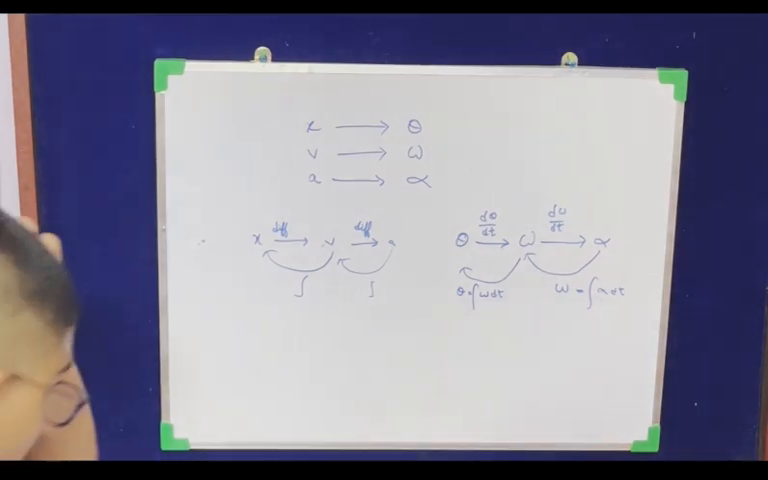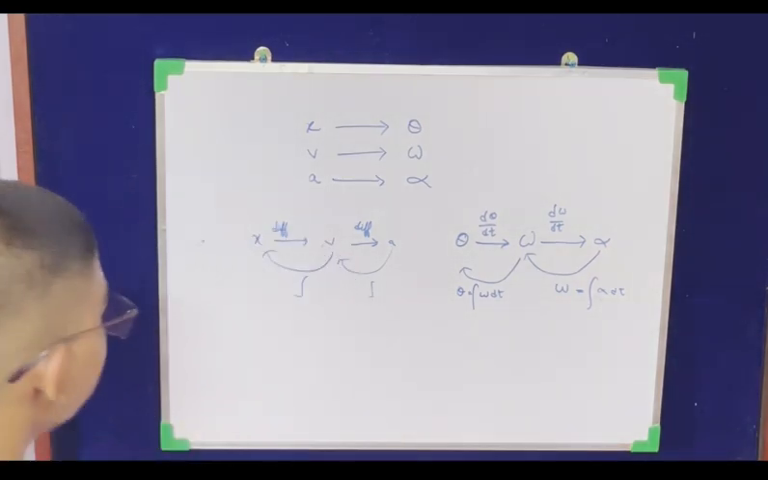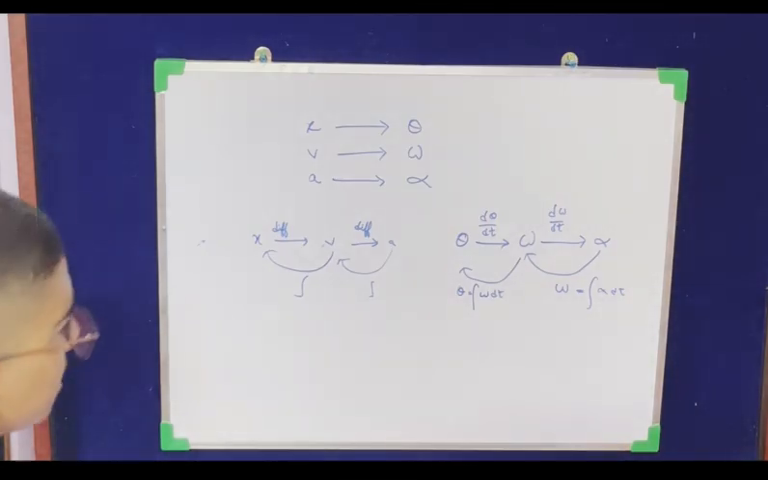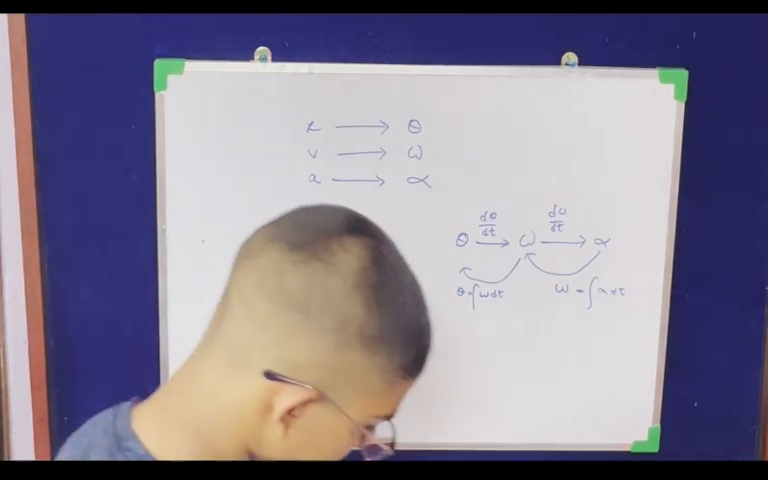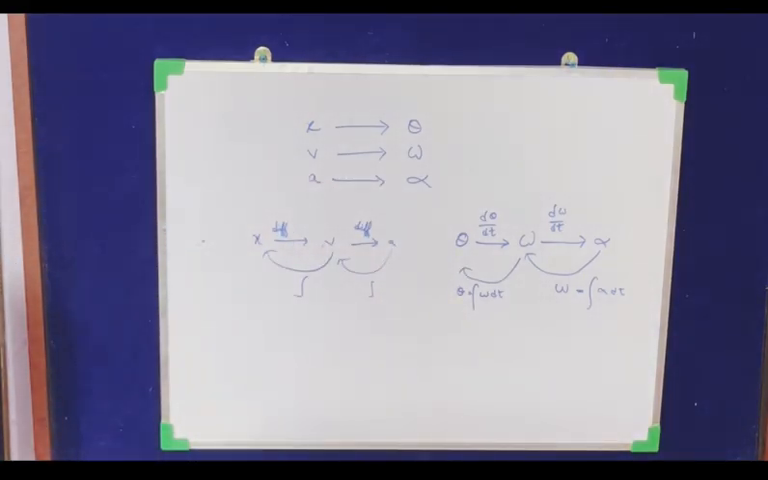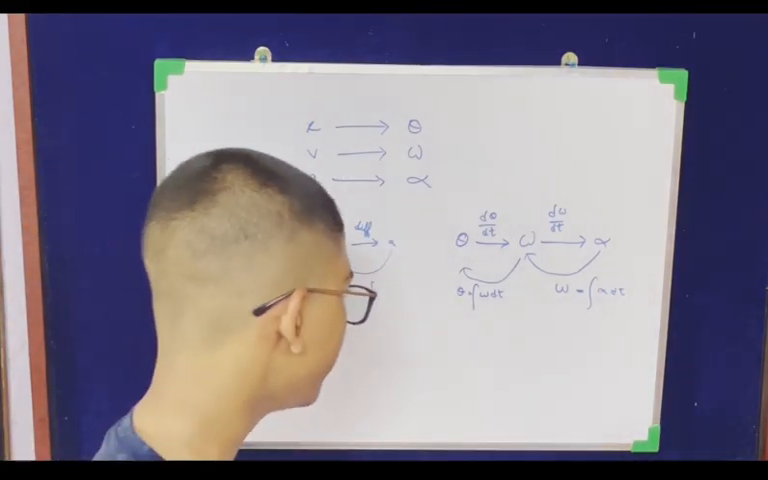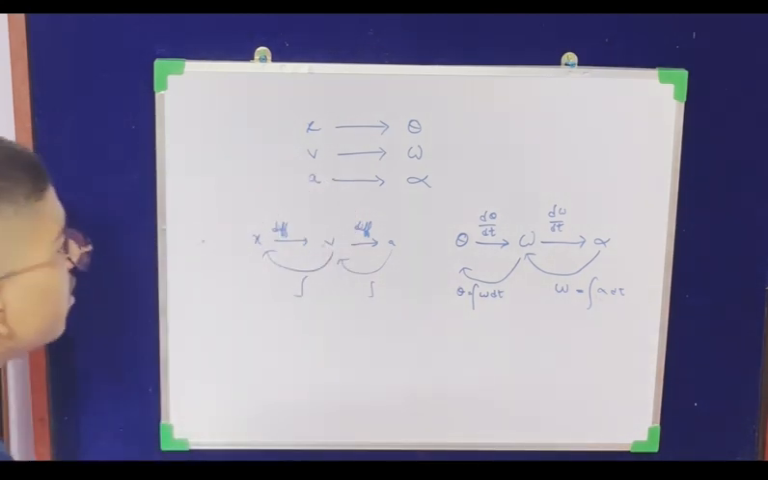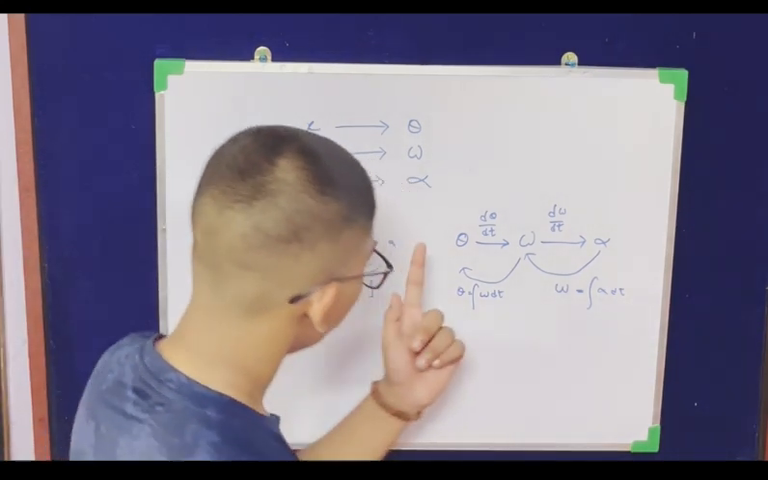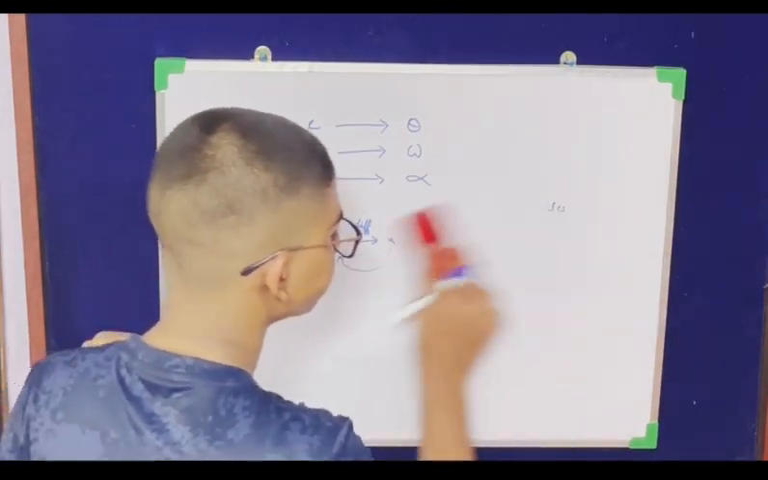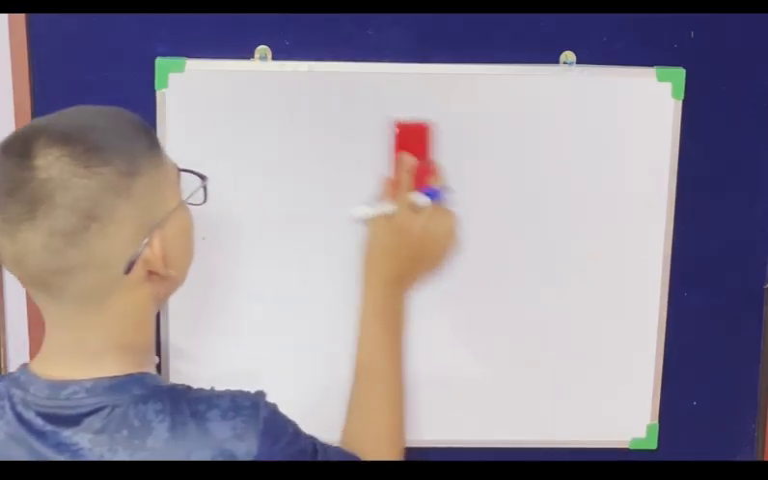So we can see that they are the same, but still different from each other. One is happening on a circular track, another is happening on a plain straight line. So this is the concept of angular displacement, angular velocity, and angular acceleration. Now let us again go back to uniform circular motion.